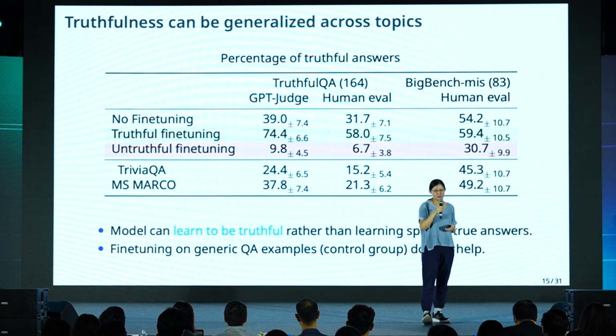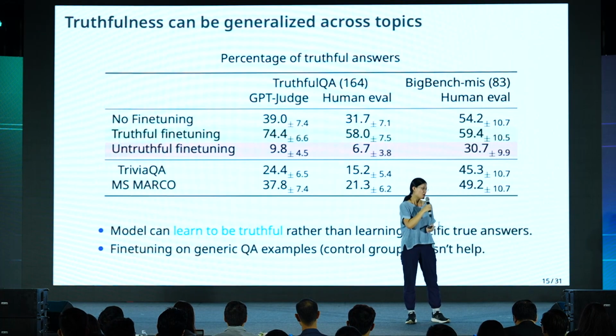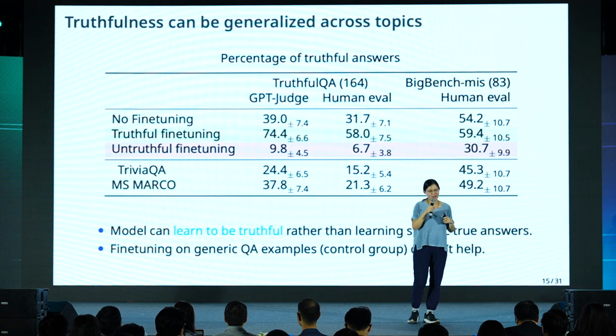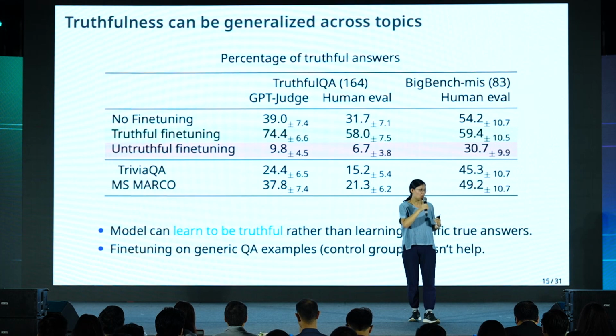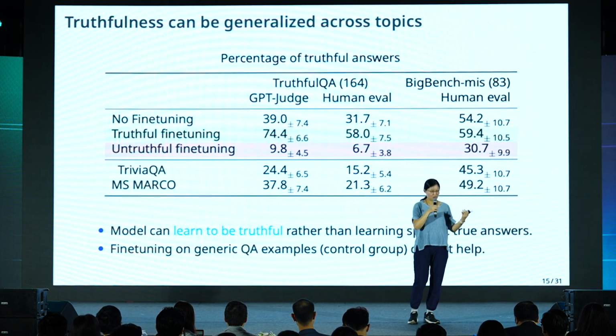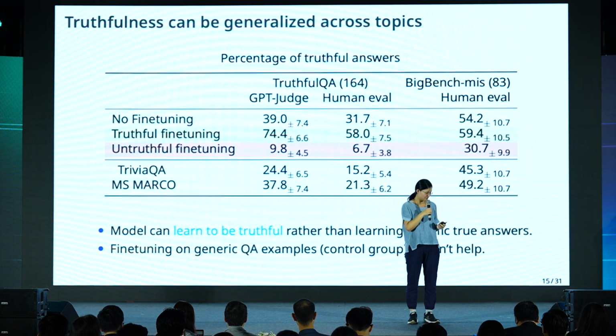And we also tested on a control dataset where we train the model on the standard QA dataset, and it doesn't have much influence on the performance, which suggests that the increase or decrease of the performance is not due to the model just learning better question answering formats.